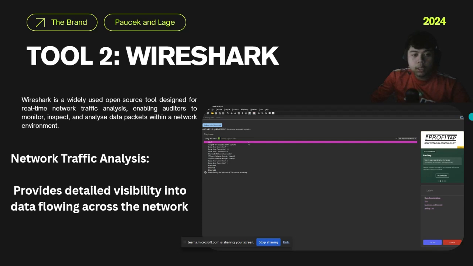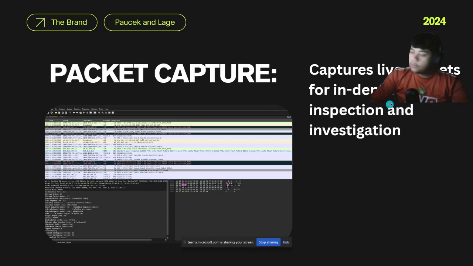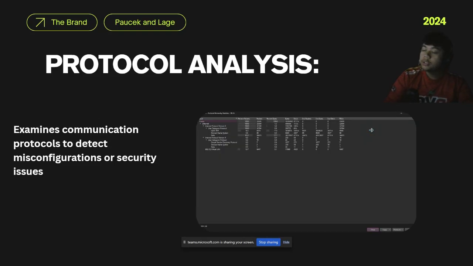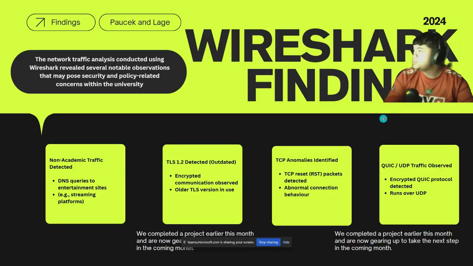So Wireshark is a tool which is used for network traffic analysis. So with Wireshark, we can capture live packets for in-depth inspection and investigation. Also, we can detect anomalies and suspicious network behavior. And then protocol analysis, which examines communication protocols to detect if there's misconfiguration or security issues.